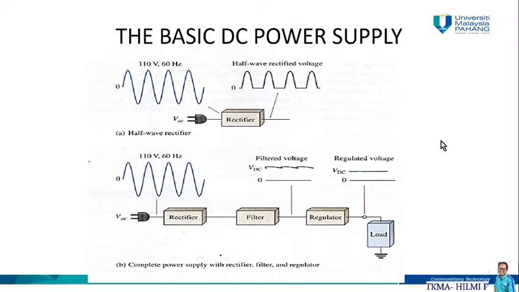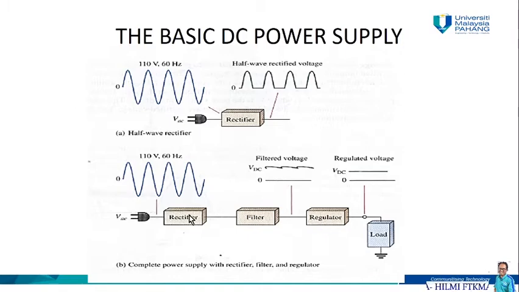And then we have a rectifier that converts the AC input voltage to a pulsating DC voltage, and we are going to obtain a half wave rectified voltage. Only the positive alternation is being allowed to flow through this rectifier. And then if we look here in figure B, this is going to be the complete power supply, which includes a rectifier, a filter, and regulator.